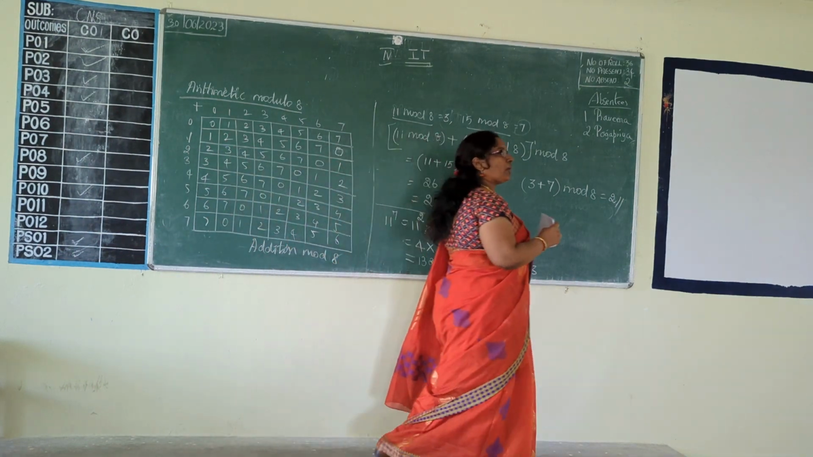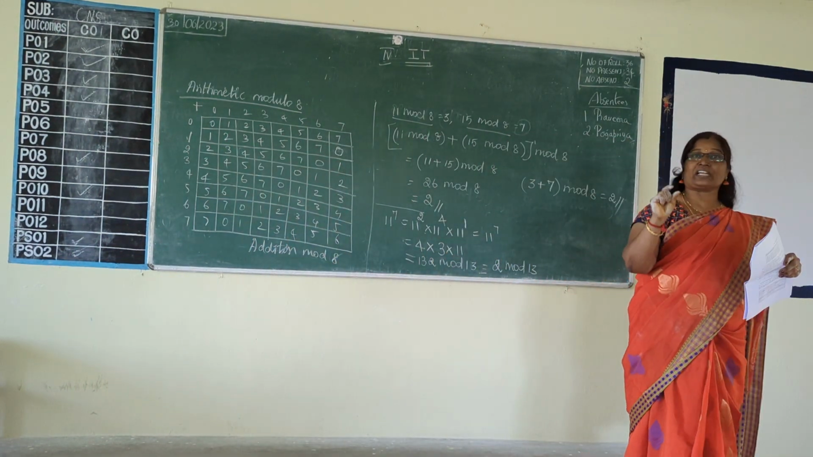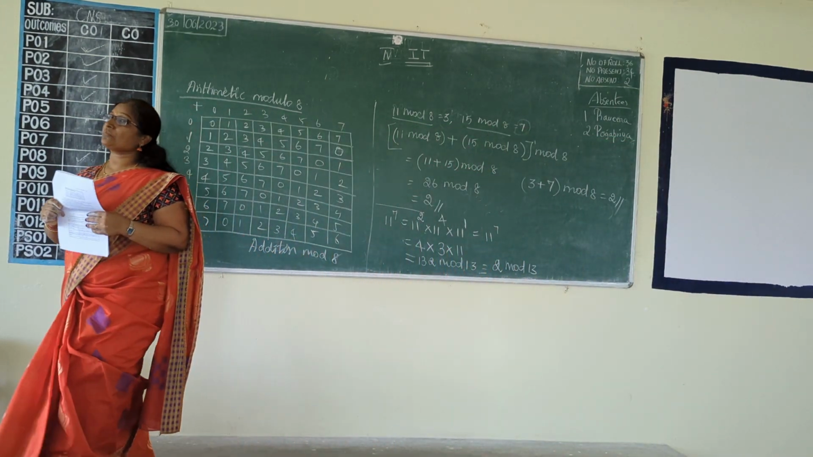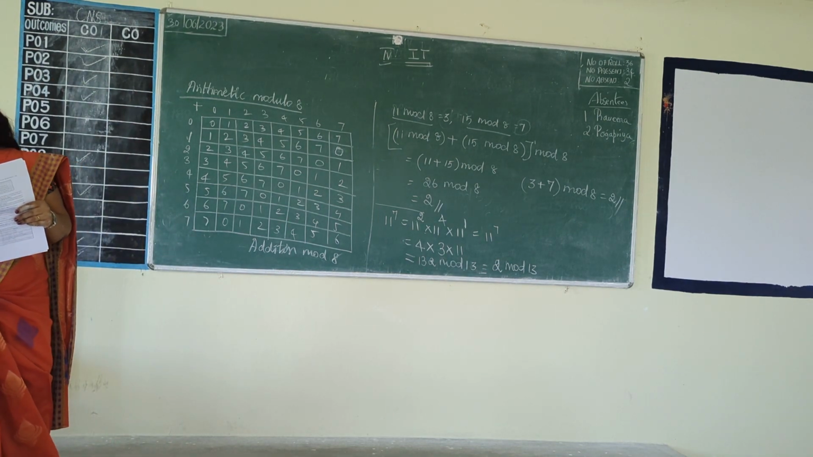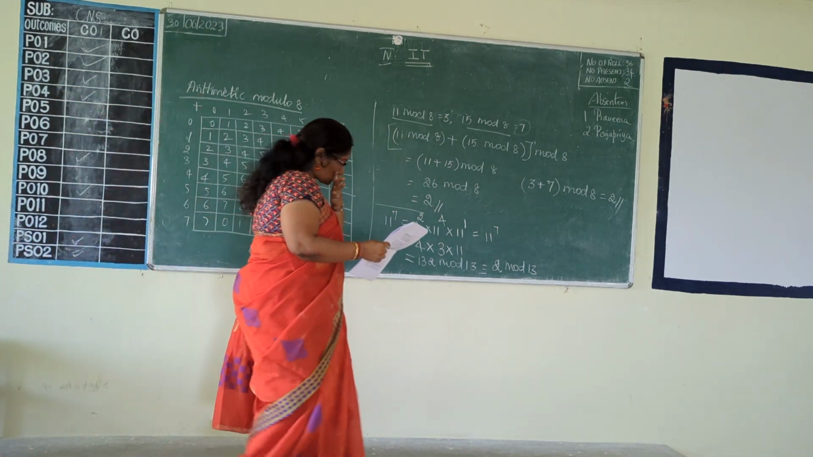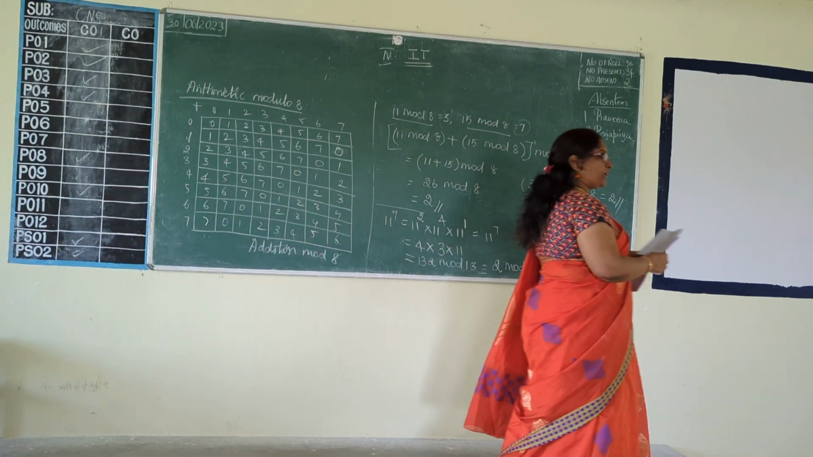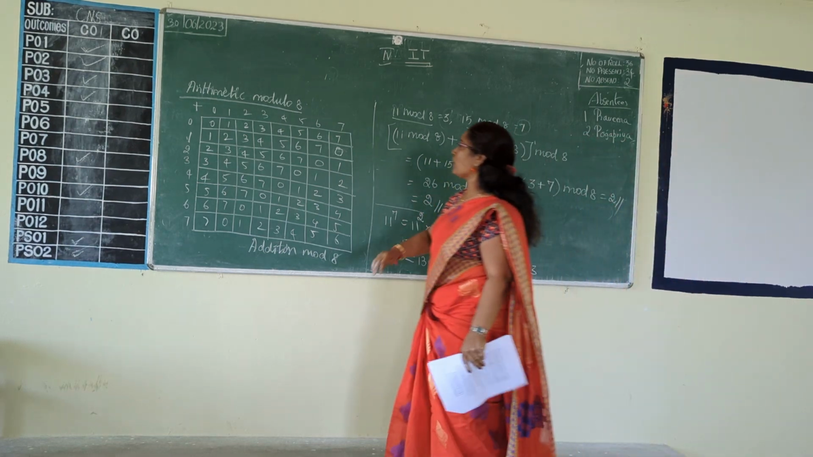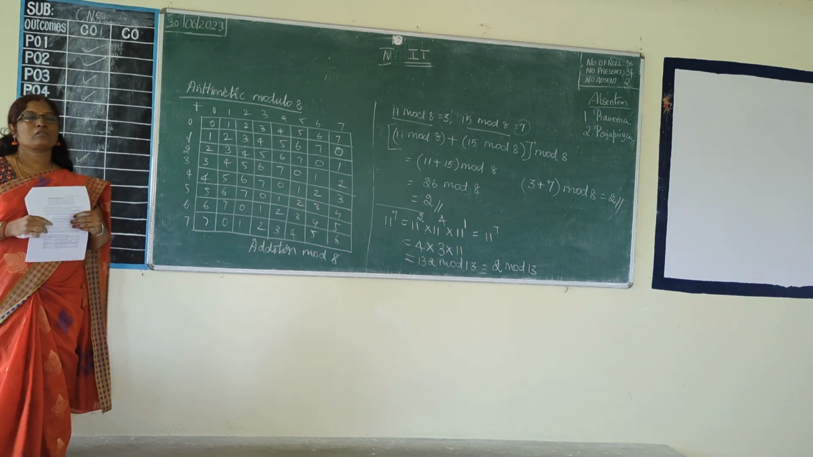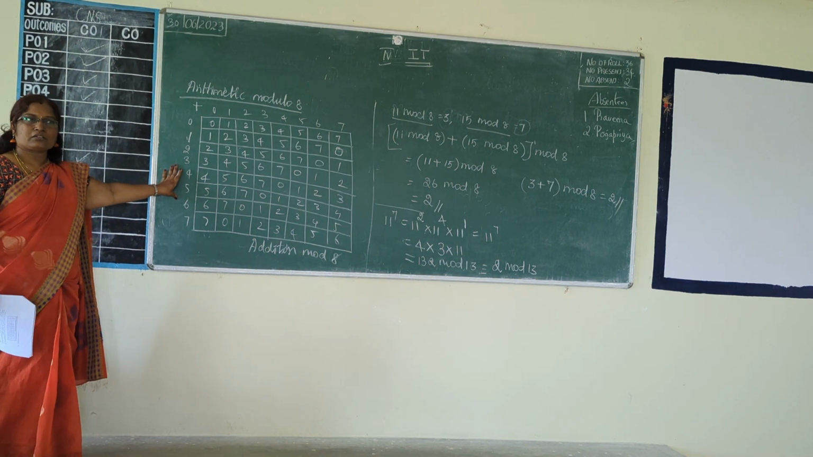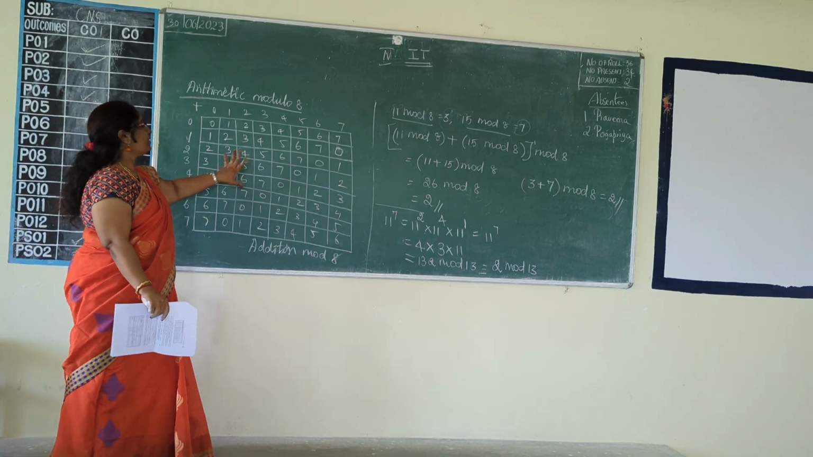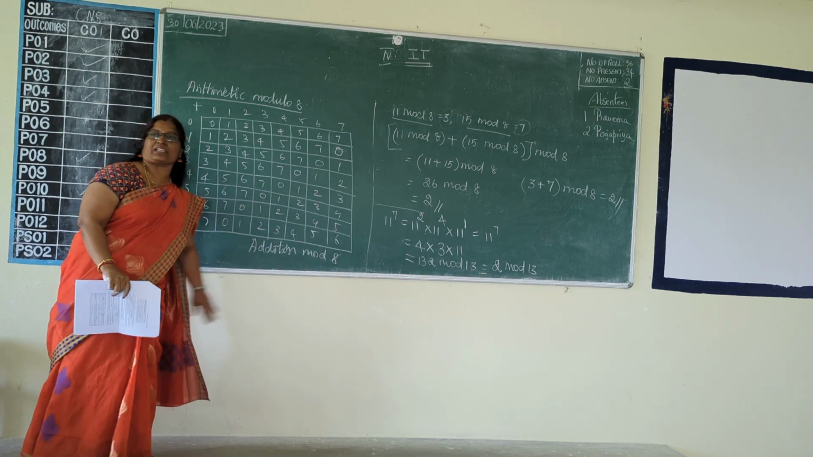Now I have taught you how addition modulo 8 works. I want you to construct a table for multiplication modulo 8. Same rows and columns, only the values will be changed. The addition table is done. So again, draw the table for multiplication mod 8.